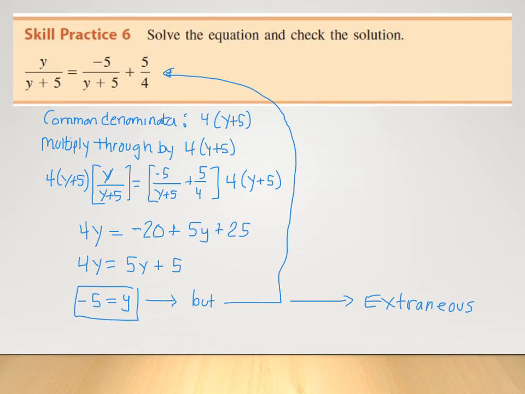So in this problem, again, you have to find a common denominator. We have three terms. In this case, y is divided by y plus 5 on the left-hand side is equal to a negative 5 divided by y plus 5 plus 5 over 4. So our common denominator is 4 times, parentheses, y plus 5, and we're going to multiply through both sides of the equation by that, and that's what we're doing here.